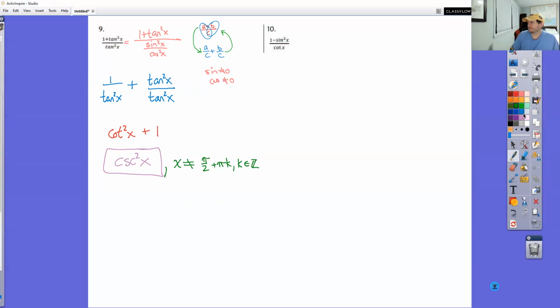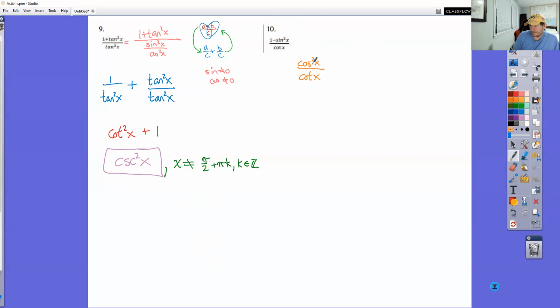Let's do 10. Hard to decide what color to use. Let's use orange. All right, 1 minus sine squared is cosine squared. We all know that. Maybe we don't. Hopefully we do by now. Okay, so I'm here.